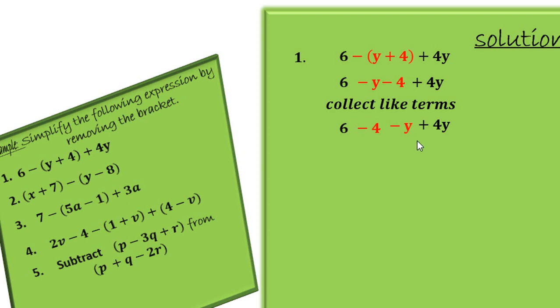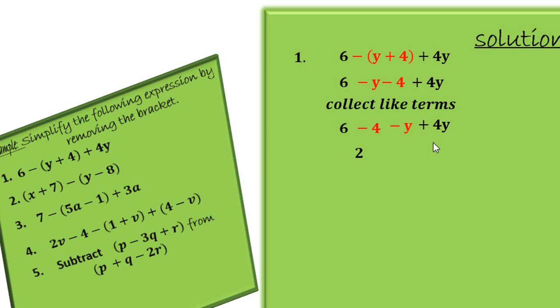So y and y are collected together on the same side. Then 6 and minus 4 are also collected on the other side. So a kind of grouping. With that we can simplify 6 and minus 4 to be equal to 2. And here is minus y plus 4y. You have a negative y and you have a positive 4y.